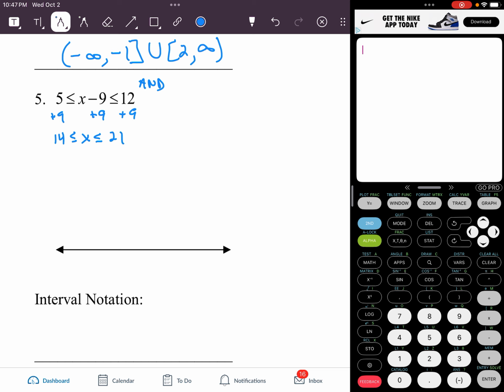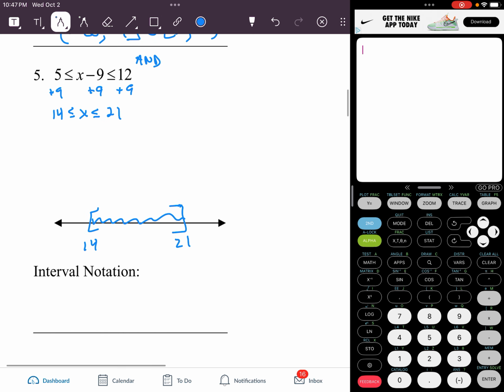Okay, so I have 21 with a bracket. Yep, it's on a 1. I have 14 with a bracket. We're going to graph in between them. How you figure out which direction it's going, you might want to flip around the x and the 14 so that the x is on the left. So whatever works for you, you can do. So 14 to 21 brackets.